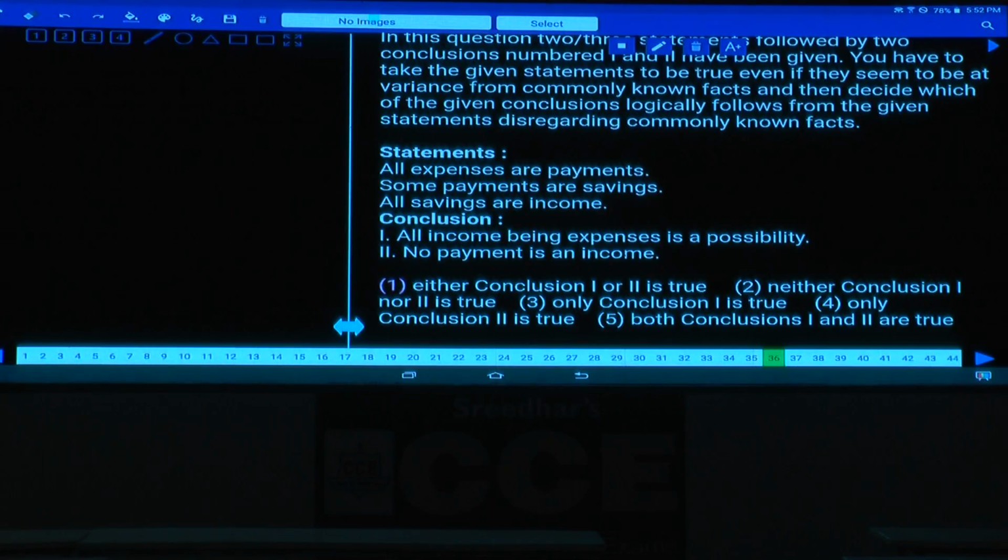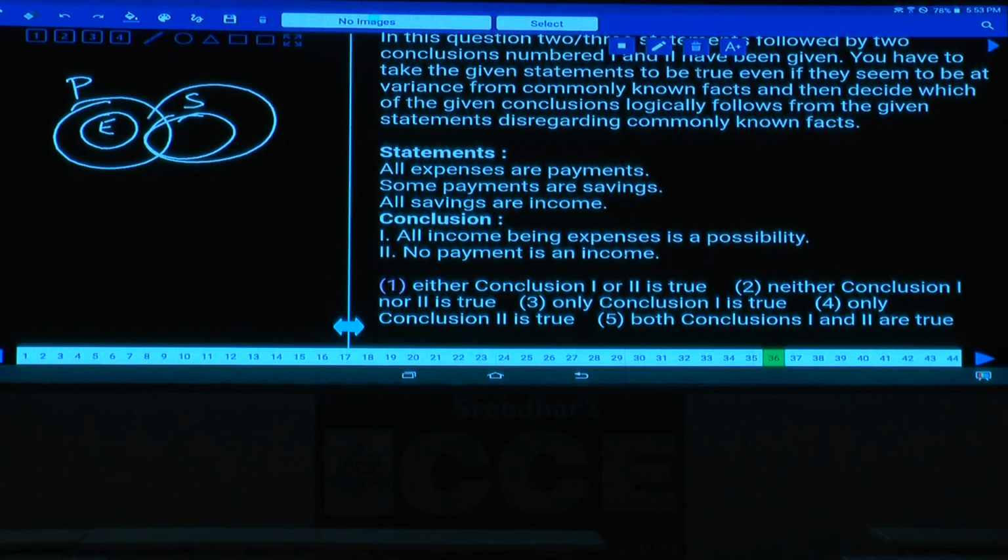Syllogisms. All expenses are payments. Some payments are savings. All savings are income. First one, all income are expenses. Second, no payment is an income. As of now, the first one is a possibility, the second is a negative conclusion, no payment is an income. That is false, because between payment and income there is an intersection.